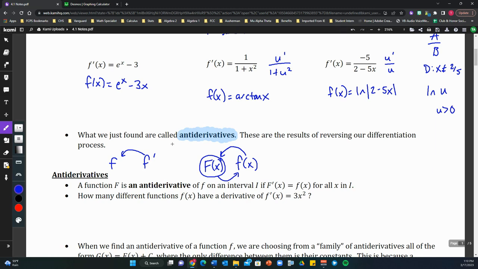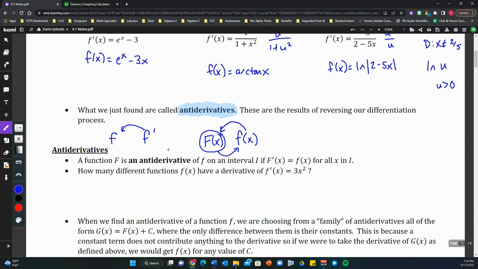Now, one big important question that we have to ask ourselves: how many different functions f of x have a derivative of f prime of x equals 3x squared? Well, if we think about this just the way that we did before, if f prime is 3x squared, and we think back through the rules that we know, it's pretty obvious that this was a power rule, and hopefully most of you can figure out that when I go backwards, this would revert back to f of x equals x cubed. However, that is not the only function whose derivative is 3x squared.